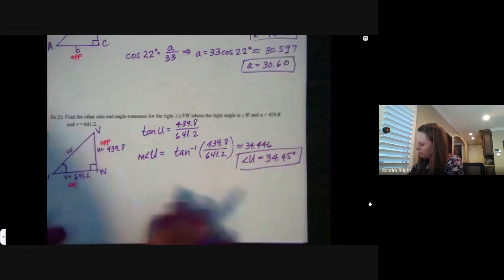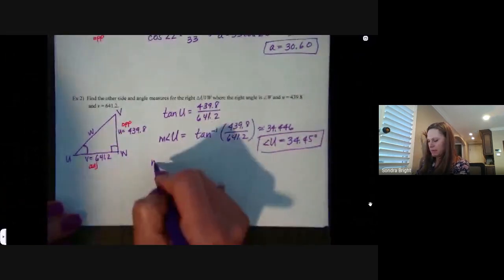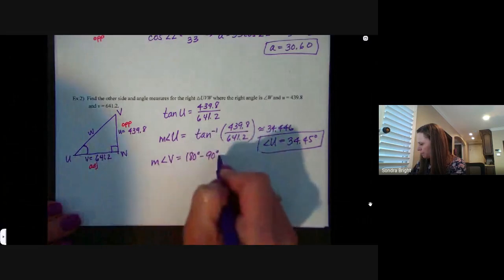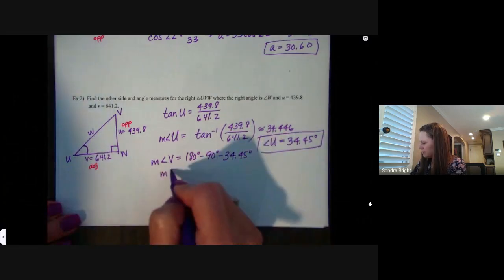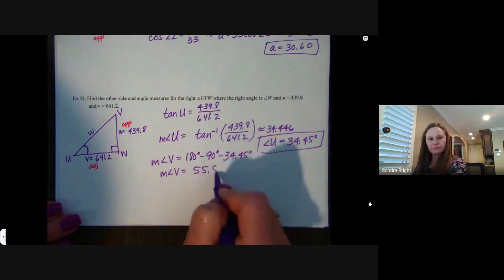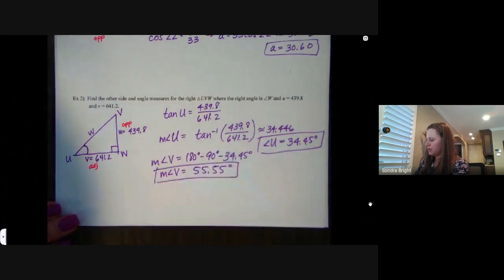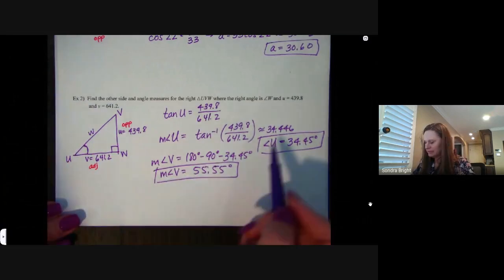All right, now how do I find measure of angle V? Well, I know W is 90, and I know angle U now, so we just do 180 degrees minus 90 degrees minus the answer I just got for U. And so angle V will be 55.55 degrees. All right. I'm not picky about whether you write the measure of angle V or whatever. Doesn't matter.